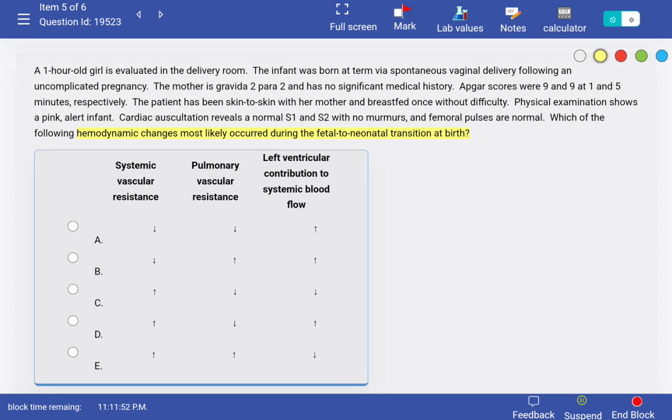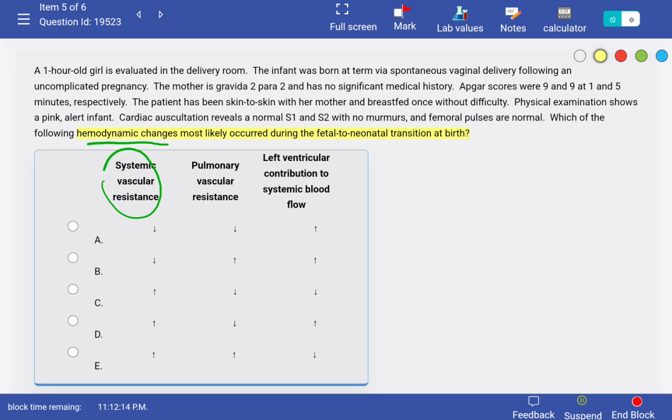Physical examination shows a pink, alert infant. Cardiac auscultation reveals normal S1 and S2 with no murmurs, and femoral pulses are normal. Which of the following hemodynamic changes most likely occur during the fetal to neonatal transition at birth?